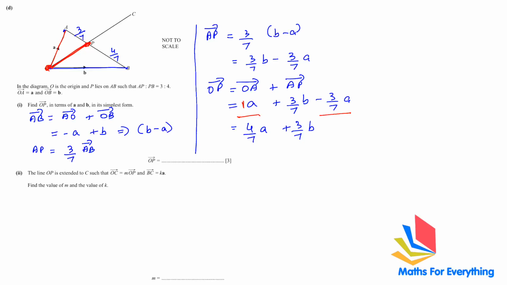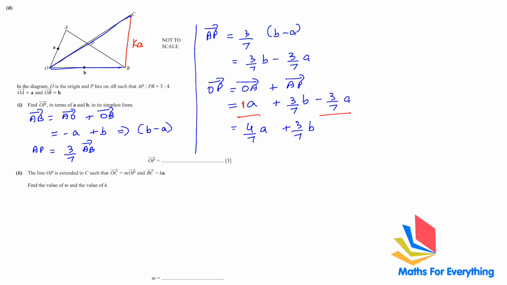Now, the second part. The line OP is extended to C such that OC is equal to m times OP and BC is equal to k times a. Find the value of m and the value of k. Okay, so the first thing is that OC is equal to m OP. OP we found here is equal to 4/7 a plus 3/7 b.